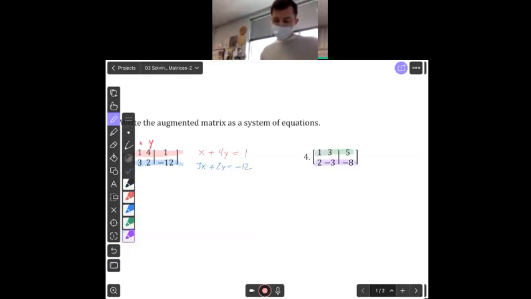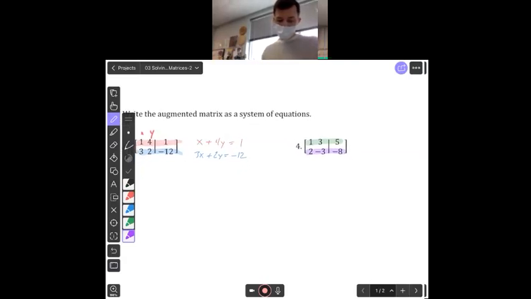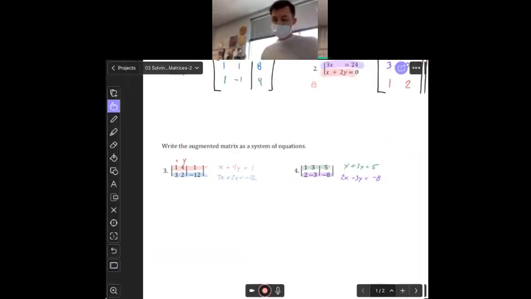Jordan, what about on number 4? What's the top equation going to be? Right, x plus 3y equals 5. Aiden, what about the last one? 2x minus what? All right. Okay. So 2x minus 3y equals negative. So going back and forth between the two forms really should be pretty simple.